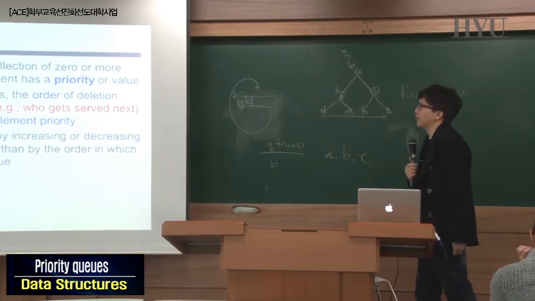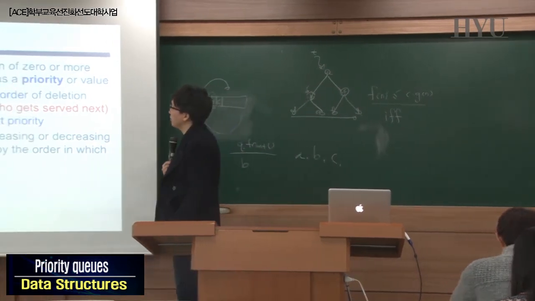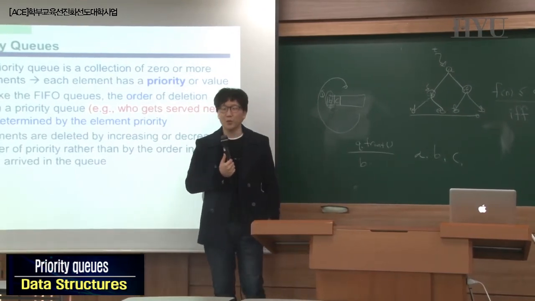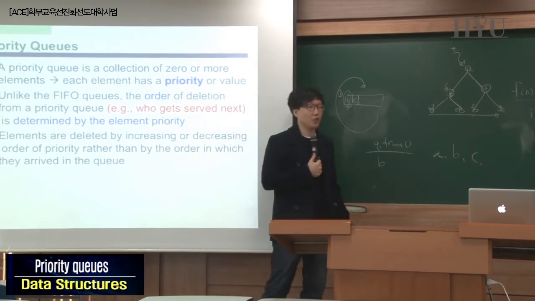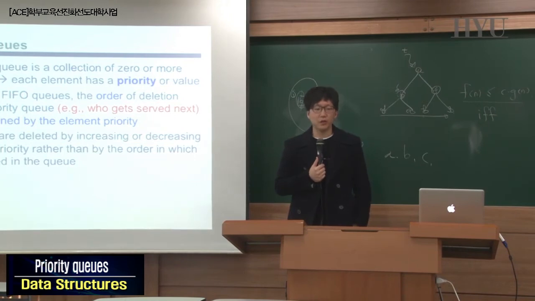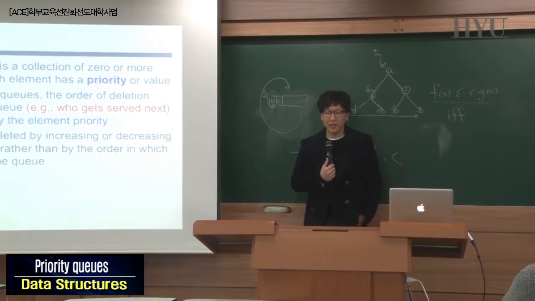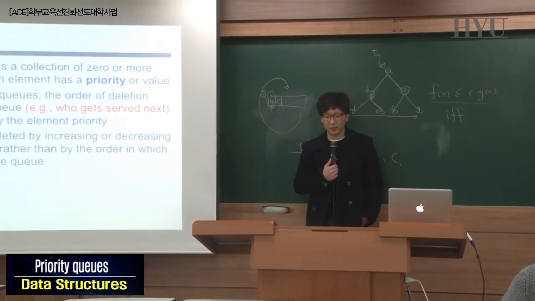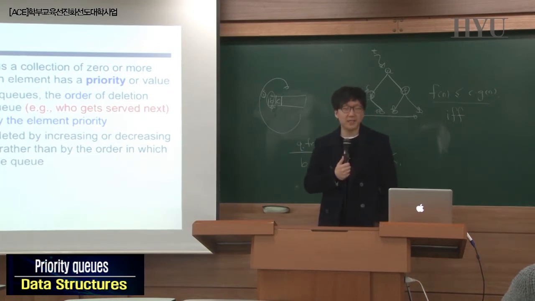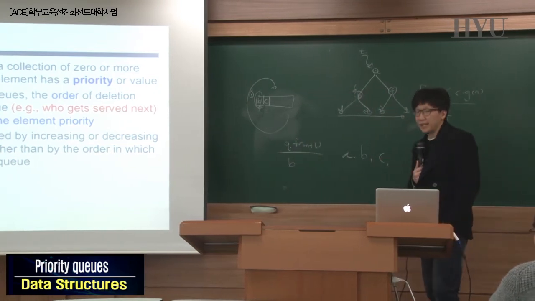A priority queue is a collection of zero or more elements. Each element has a priority or value. Very simple example for priority queue. The next slide probably asks you what might be a real world example for a priority queue. We give you one example in the real world and another example in computers. Unlike FIFO, first in, first out queues, the order of deletion from the queue, the order of taking out elements from the queue, is decided by an element's priority.